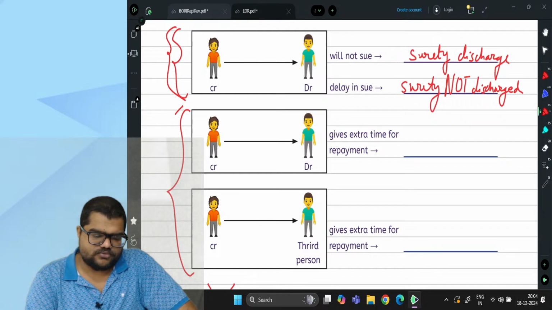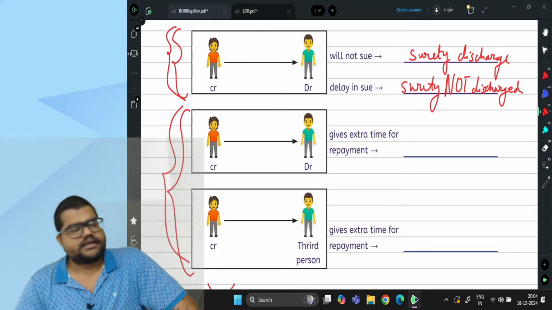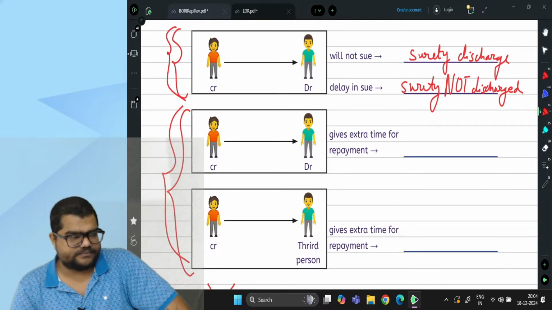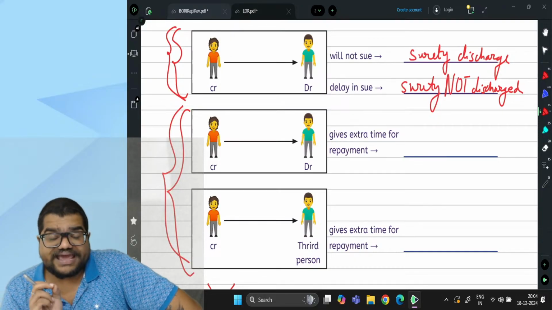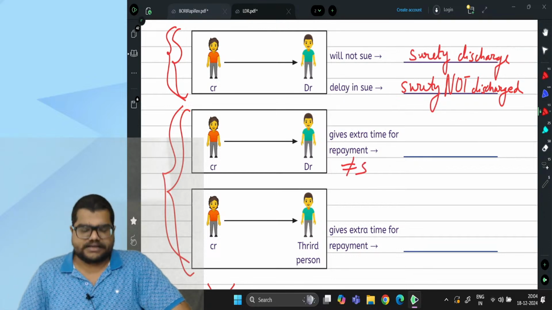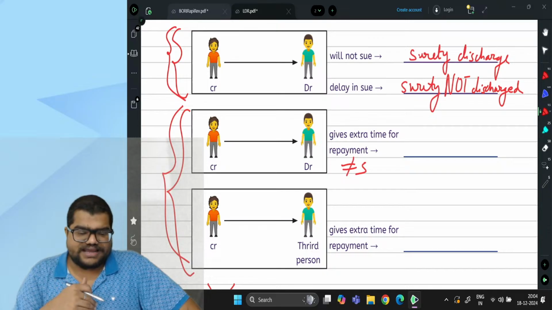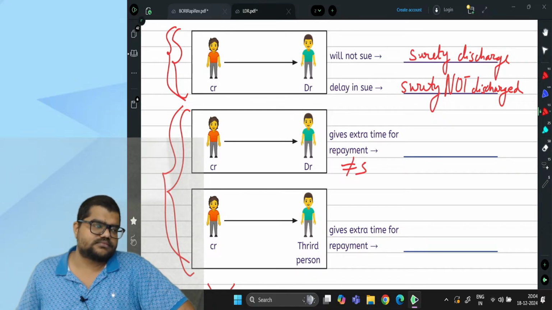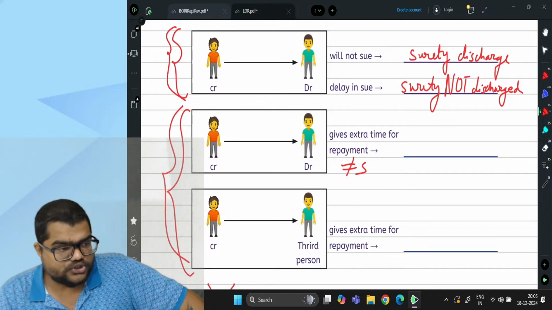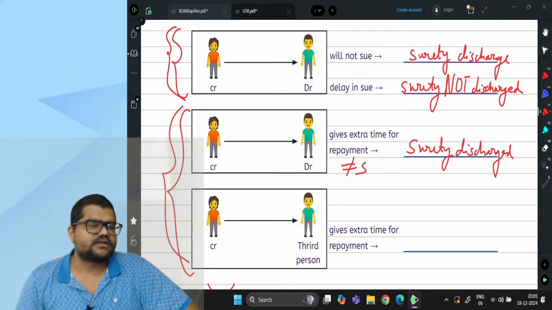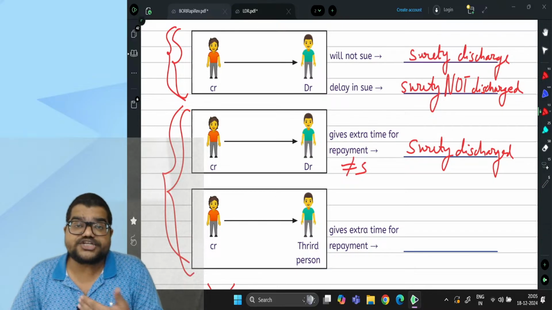Then we have both of these boxes. If the creditor agrees with the debtor to give the debtor extra time for repayment, the creditor is allowing extra time for repayment without the consent of the surety. That basically means the surety is discharged. Sir, but why? You need to understand we have novation in this case.